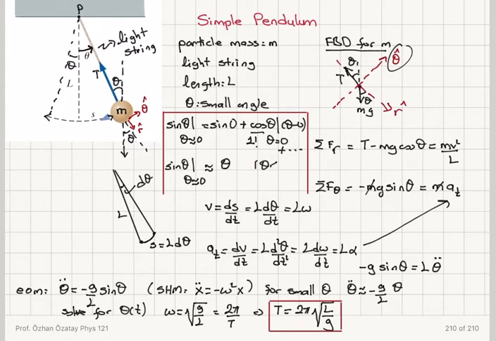So if the angle is large, greater than let's say 10 degrees or so, then it is not small. For small angle we usually mean something less than 10 degrees. You can check this with your calculator. For angles less than 10 degrees, sine theta is almost equal to theta. Then the equation of motion turns into that of simple harmonic motion, x double dot equals minus omega squared x.